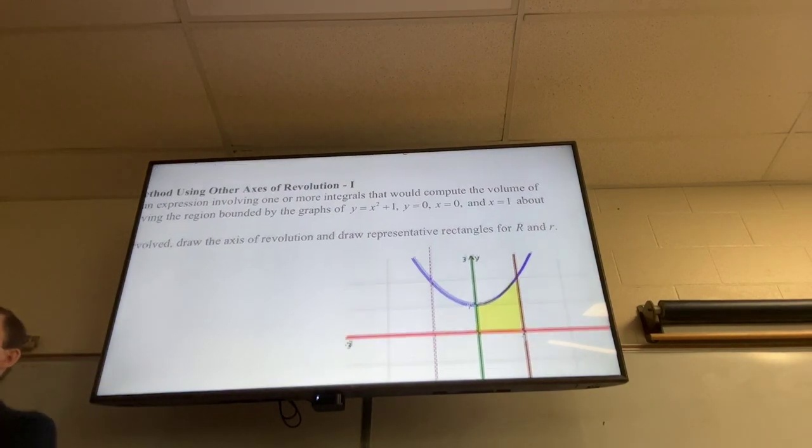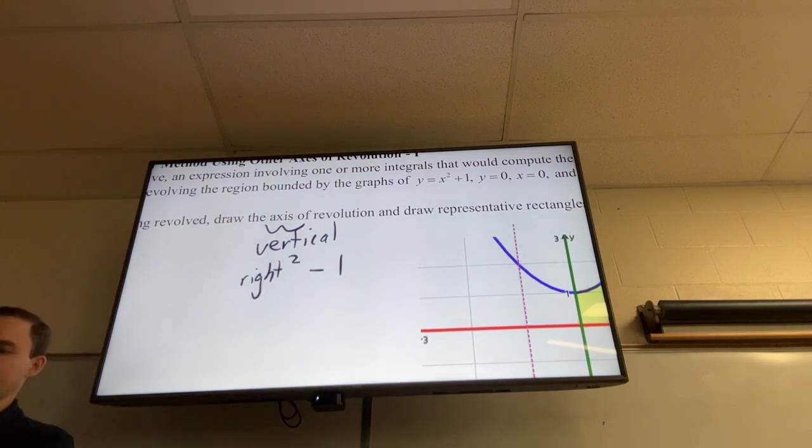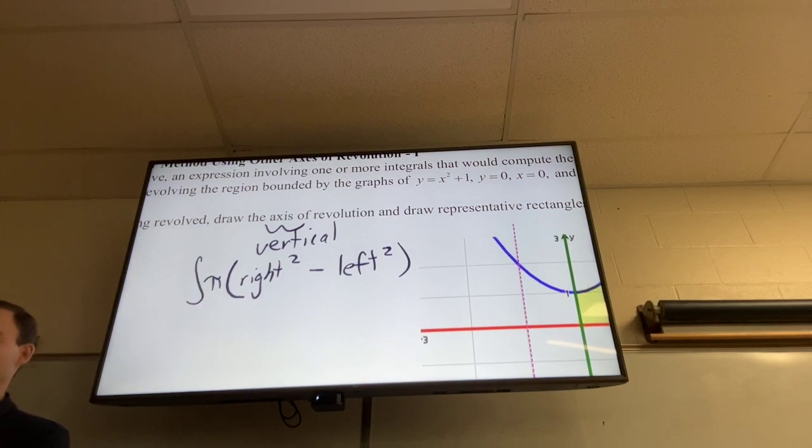Right. So what is my axis? Is it vertical or horizontal? It's vertical. So I'm going to do right squared minus left squared, times pi, and I'm going to integrate that with respect to which variable? dy.